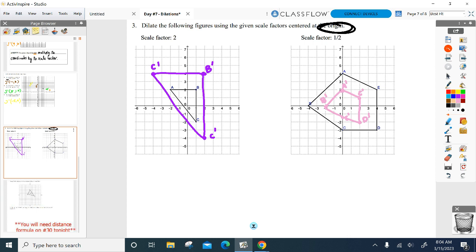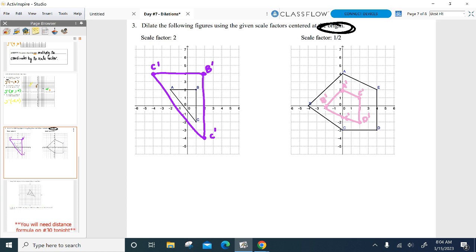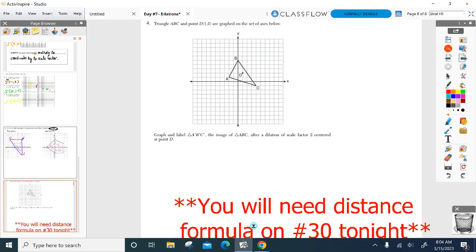All right, you got one more? All right, we got one more here together. Ooh, 2 cubes in a row.